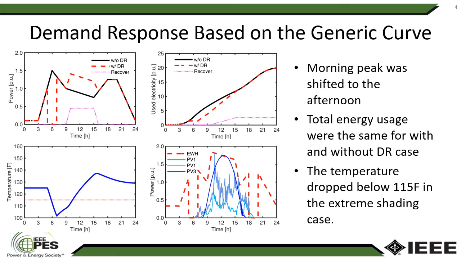As a result, the average tank temperature, which was shown on the bottom left, dropped during the shifting period and resumed in the afternoon. In this extreme case, the temperature dropped too low and was less than the minimum requirement, which was marked by the red dotted line. The energy usage for both with and without demand response cases were the same at the end of the day, as shown on the top right plot.